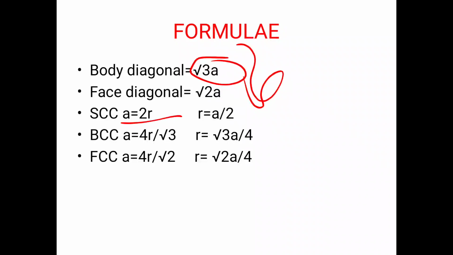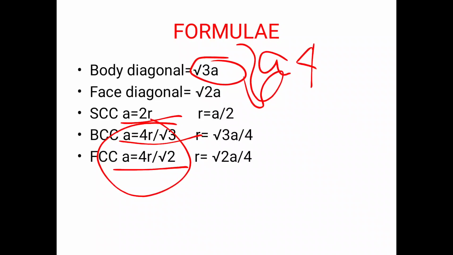For simple cubic, a is equal to 2r. BCC, a is equal to 4r upon root 3. FCC, a is equal to 4r upon root 2. This is how you obtain your r. If you know this, you can calculate this. Let me do one and show.